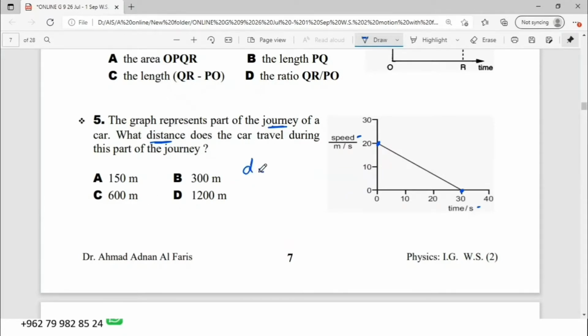Yalla, who can give me the answer? Distance equals what? Area, right? Area of this right angle triangle. And we know that the area equals half base height. So half multiplied by the base, which is 30, multiplied by the height, which is 20. 30 times 20 is 600, times half, and the answer is 300. Yes, 300 meters. So the answer is B.